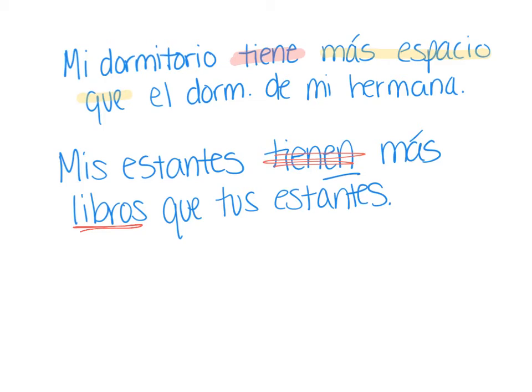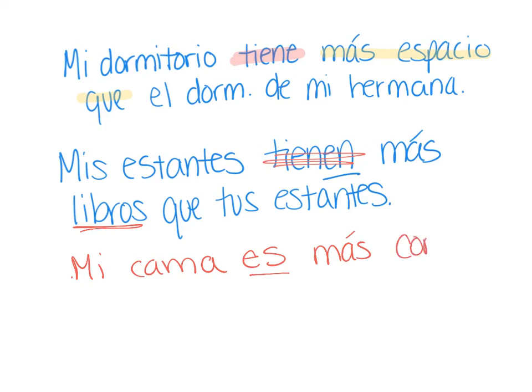Okay, one more quick example here before you try some on your own. If I wanted to tell you that my bed is more comfortable, I could say mi cama. Now again, here I'm going to need the verb ser because I'm describing traits, physical traits of two things. Es más cómodo que tu cama. My bed is more comfortable than your bed.